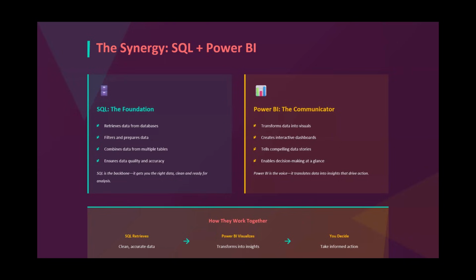So you use SQL to retrieve data from the database, you filter it, prepare it, combine data that you need to combine, and ensure data quality and accuracy. It's the backbone. If you get the right data, if you are able to clean it, then that settles everything. And then Power BI will now help you to transform that data into visuals, helps you to create interactive dashboards, and helps you to tell compelling data stories with it. It also enables you to make decisions at a glance. And that's what Power BI will do for you. If you're able to master the two things, you'll be able to control the entire process.